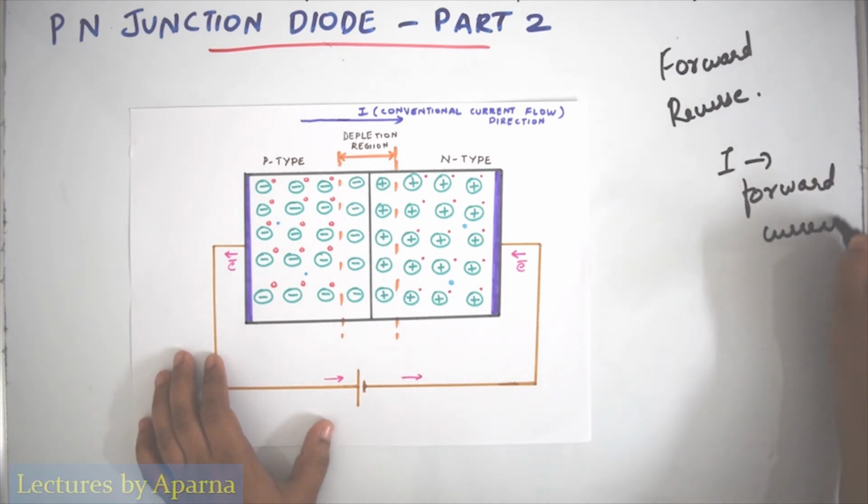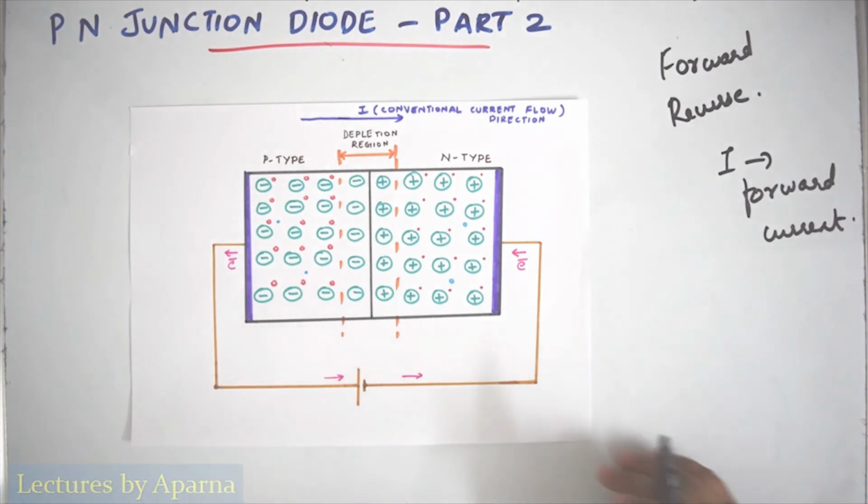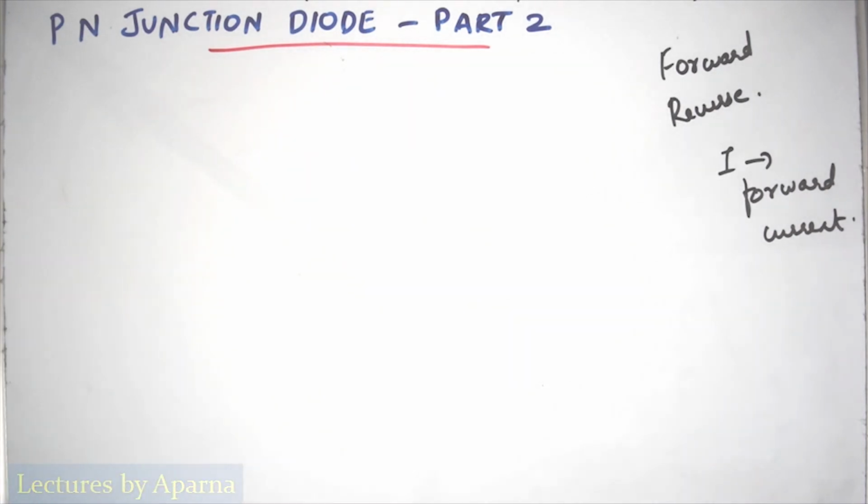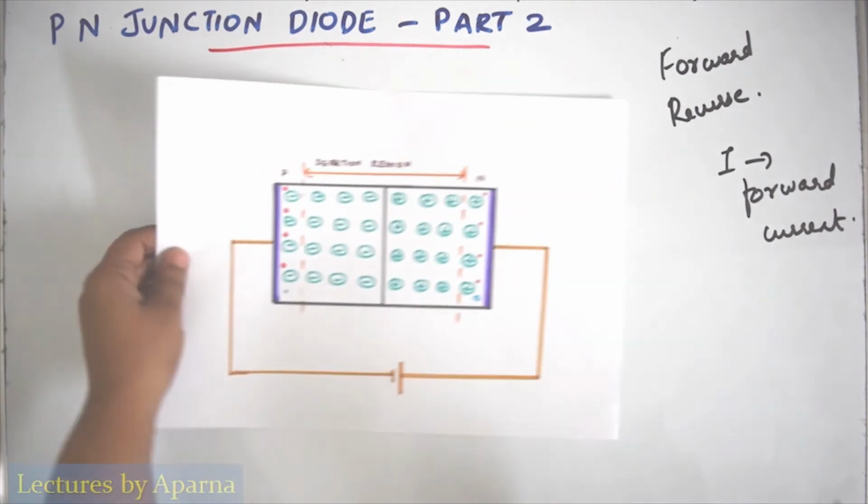Forward current. Now what happens when the PN junction is reverse biased? When it is reverse biased, the PN junction will look like this.